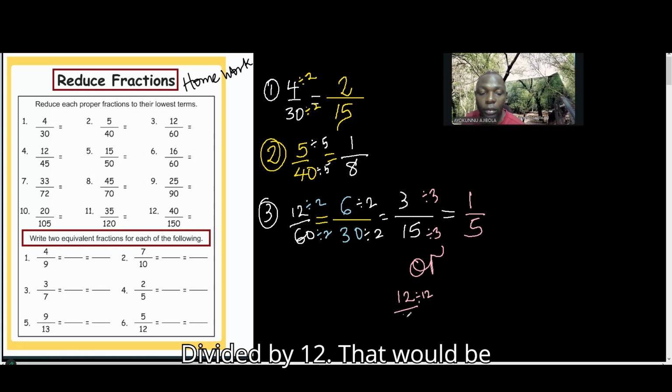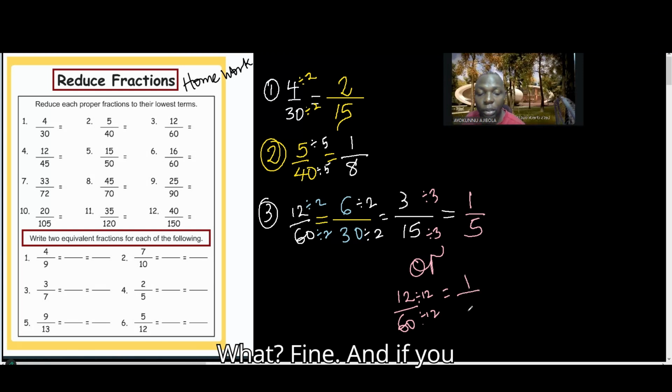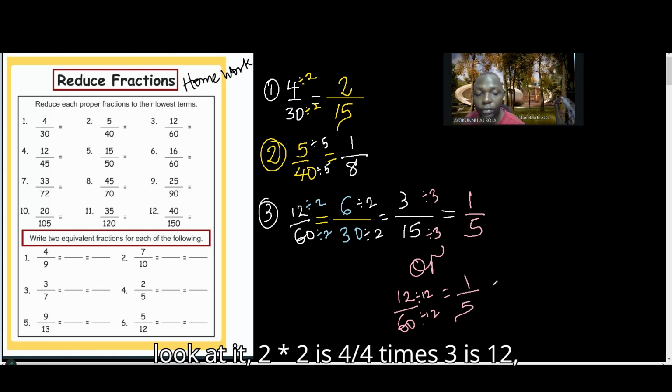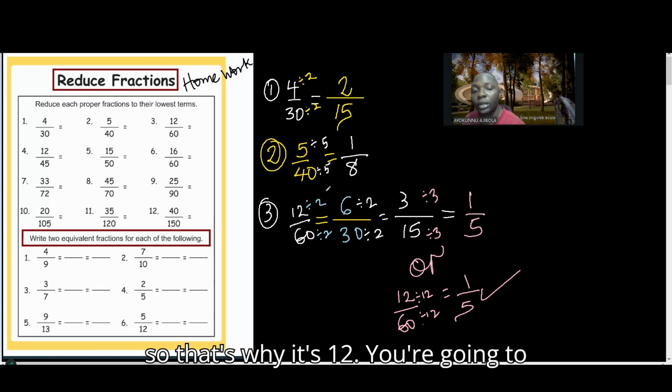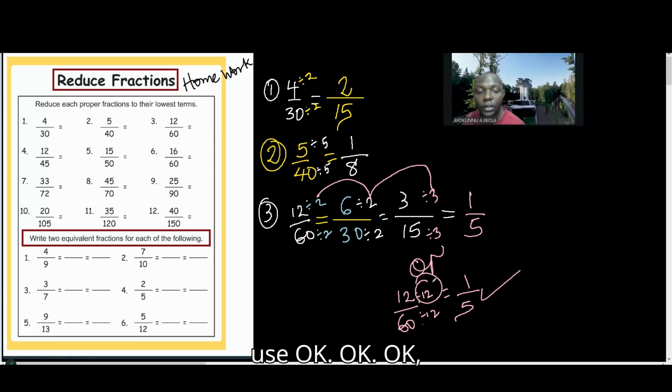Then 60 divided by 12. That would be 12 over 12 is 1, 60 over 12 is what? 5. And if you look at it, 2 times 2 is 4, 4 times 3 is 12. So that's why it's 12 we're going to use, okay?